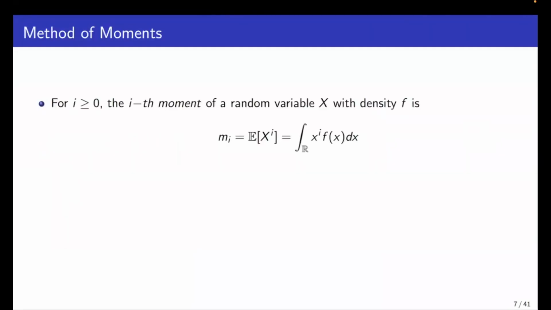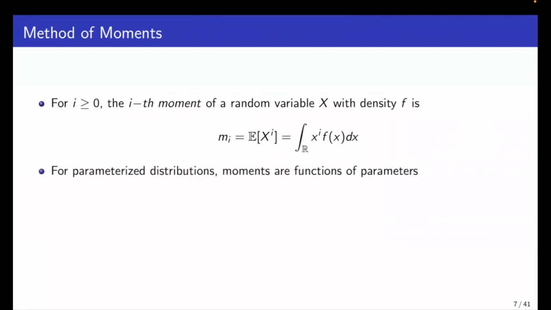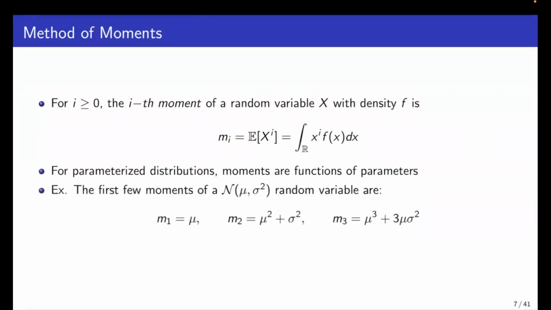Okay, so what is the method of moments? Well, if I give you a random variable x with density f, then I define its ith moment as the expected value of the random variable raised to the ith power. A key feature of moments is that for parameterized distributions, moments are functions of the parameters. So for instance, if I give you a normal mu sigma squared random variable, then its first few moments, you can see here, are polynomial functions of the unknown parameters mu and sigma squared.